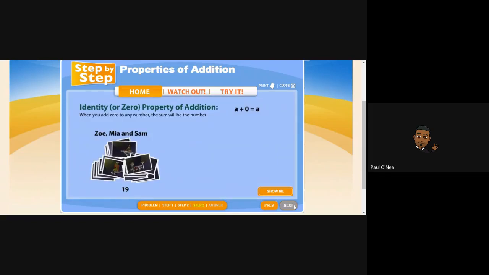The identity property of addition, sometimes called the zero property of addition, says that when you add 0 to any number, the sum will be that number.